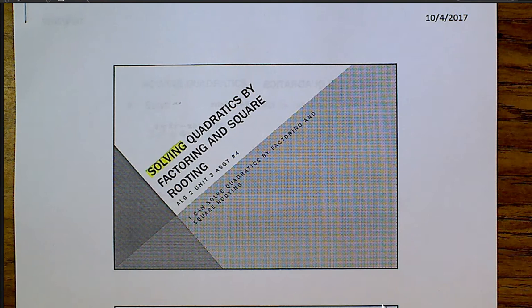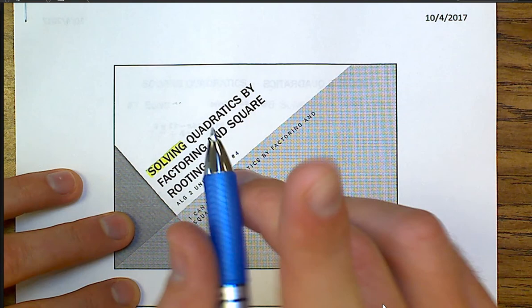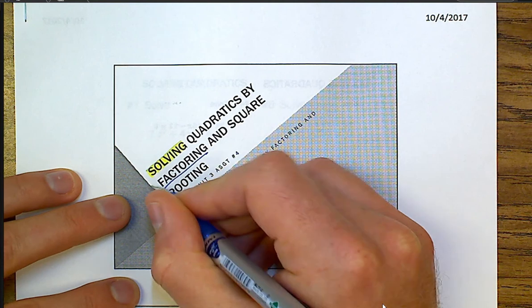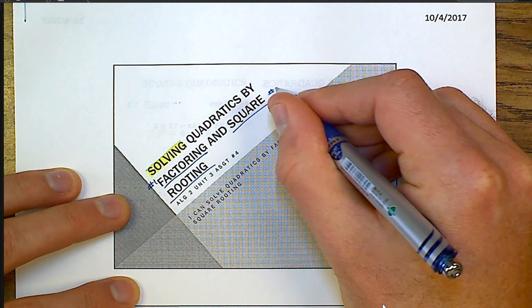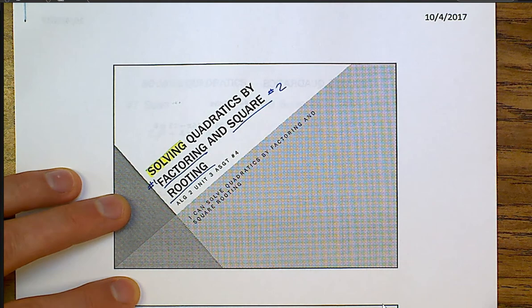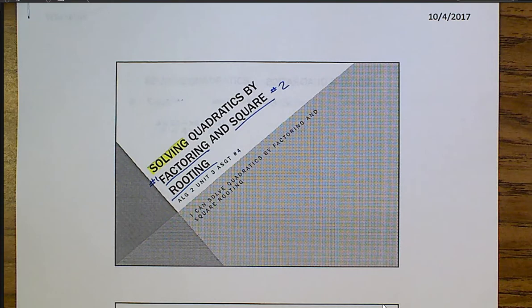The first thing we're going to be doing is talking about solving quadratics by two things: factoring, call this number 1, and square rooting, which we'll call this number 2. And I'll try to give you some helpful hints as to how to know the difference between when to use factoring and when to use square rooting. And there will be some times where you could use either one, and you got to figure out which one is best for you. So let's just jump right into some problems.